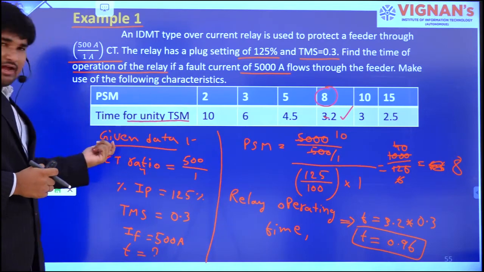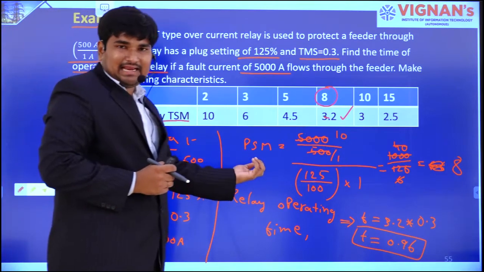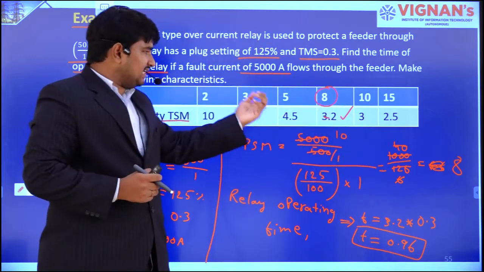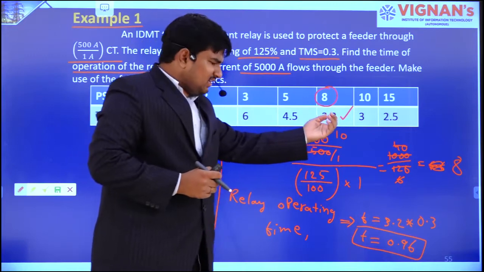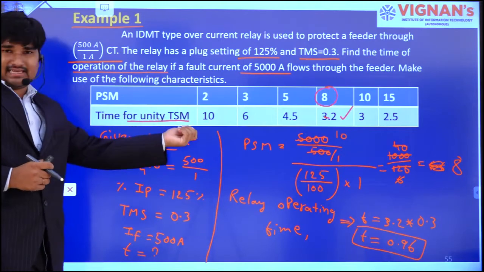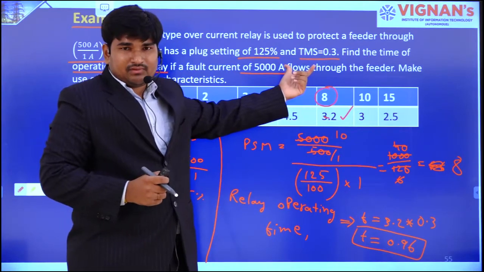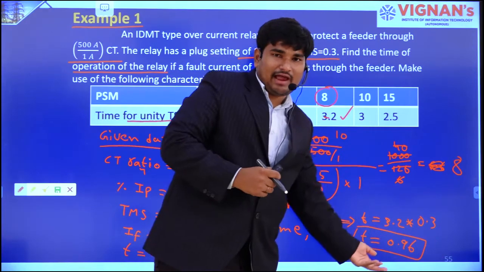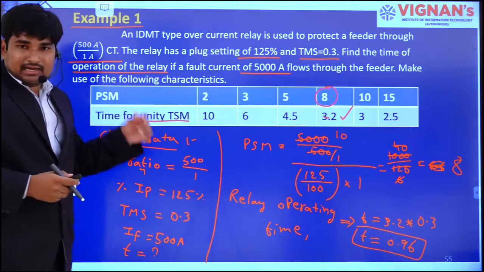I am just revising what I have done. First I have taken the given data. From this given data I calculated the plug setting multiplier. With the help of this plug setting multiplier, by observing the characteristics, I got the relay operating time at unity TSM. Now, by multiplying the given TSM or TMS, we get the final, or actual, value of the relay operating time. Now, this is one example.